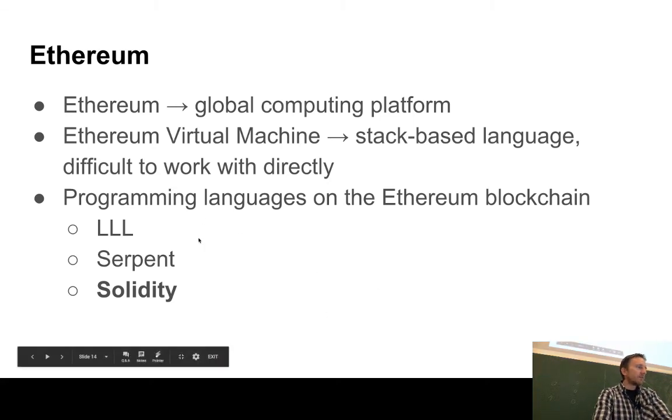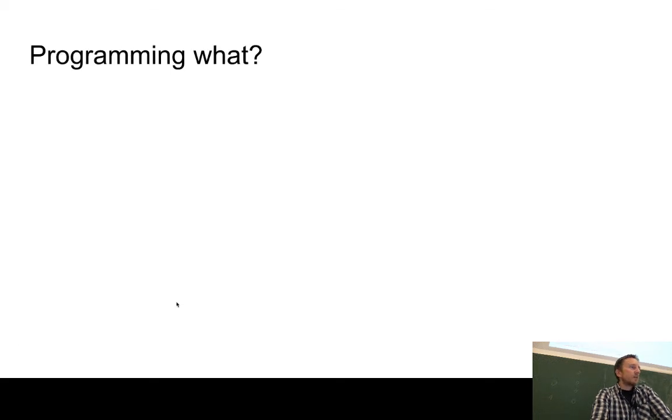And then you have different programming languages, and the more widely used one is called Solidity. It looks a little bit like JavaScript. It's very easy to program in it. It has a couple of keywords that you have to learn, and a couple of types, like, for example, address, that you don't have in typical Go programming or JavaScript. So programming what? Smart contract, right?